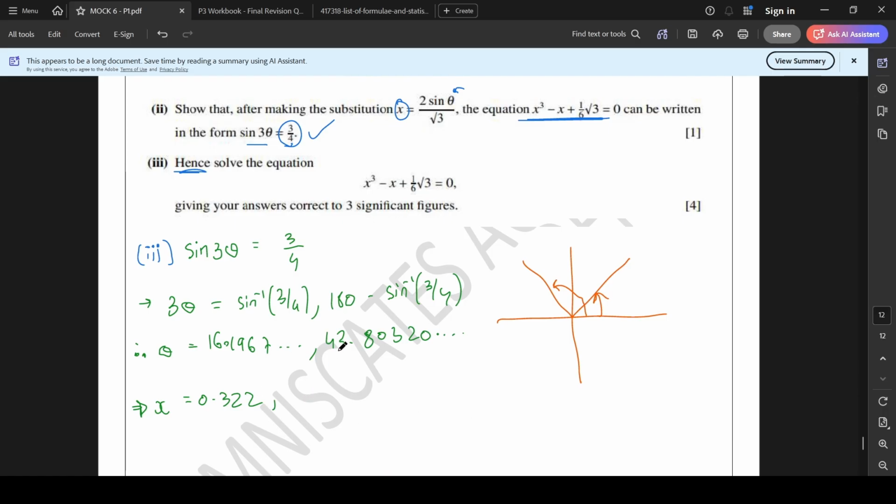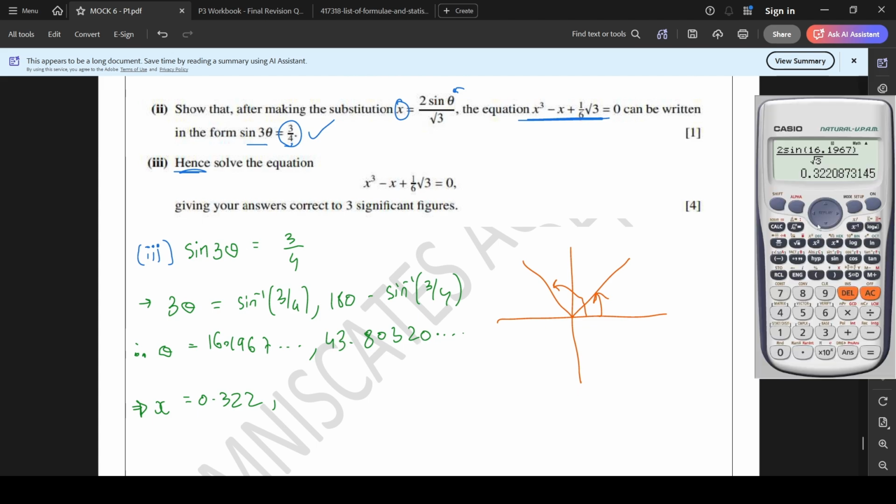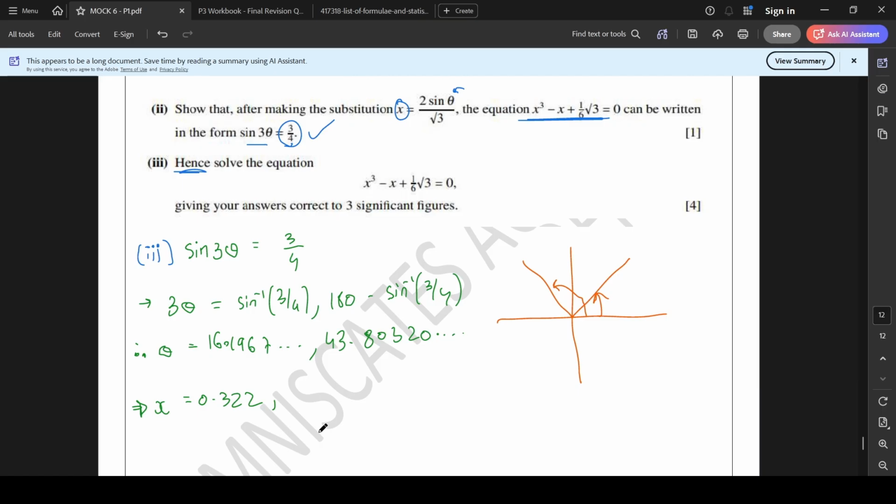The second value of x I'll be getting by putting 43.80320 degrees inside this. Why am I using a lot of decimal places? So I am avoiding the rounding error. I am getting 0.799 over here.